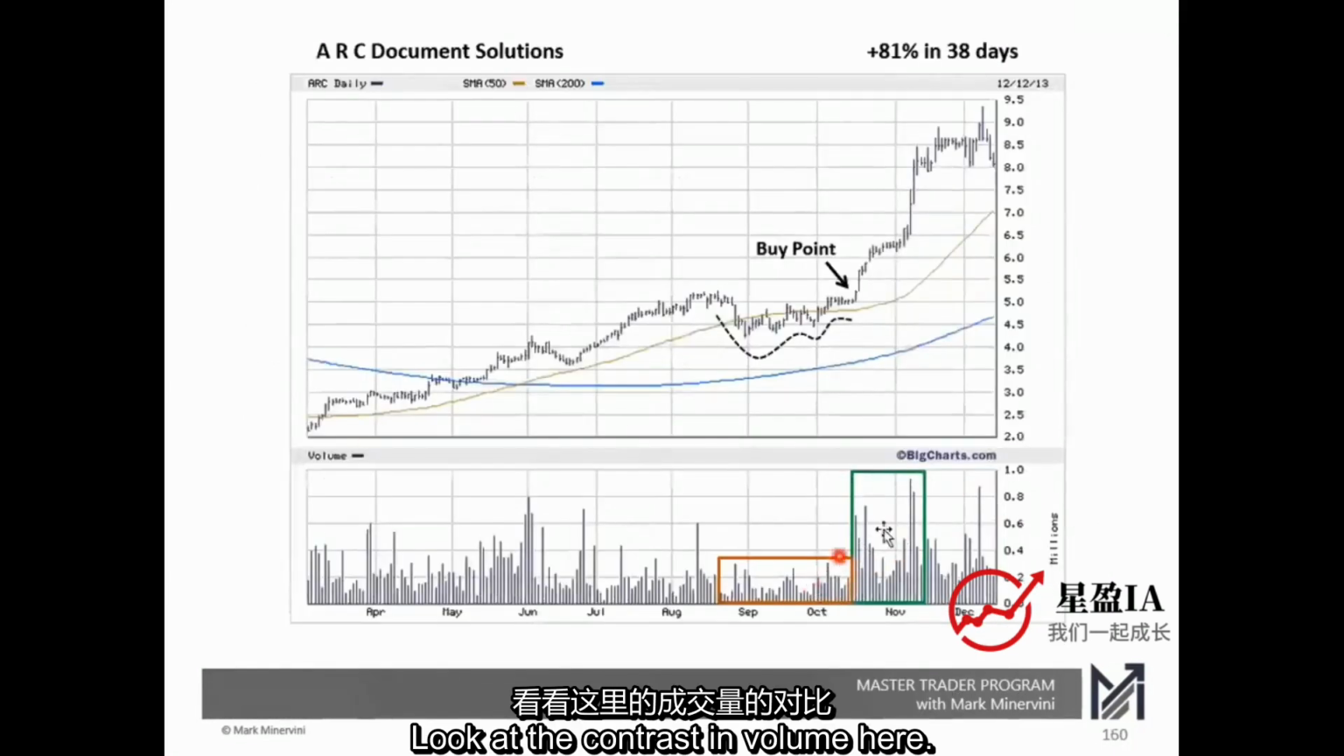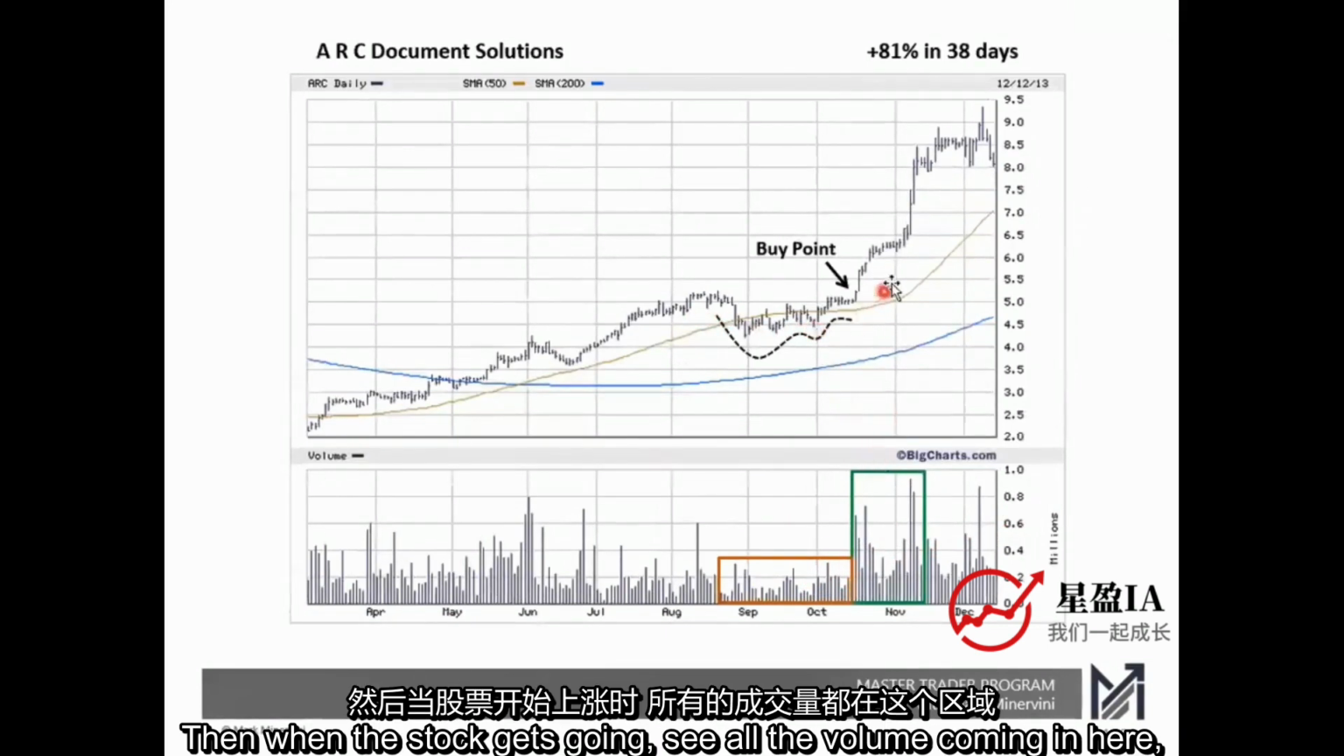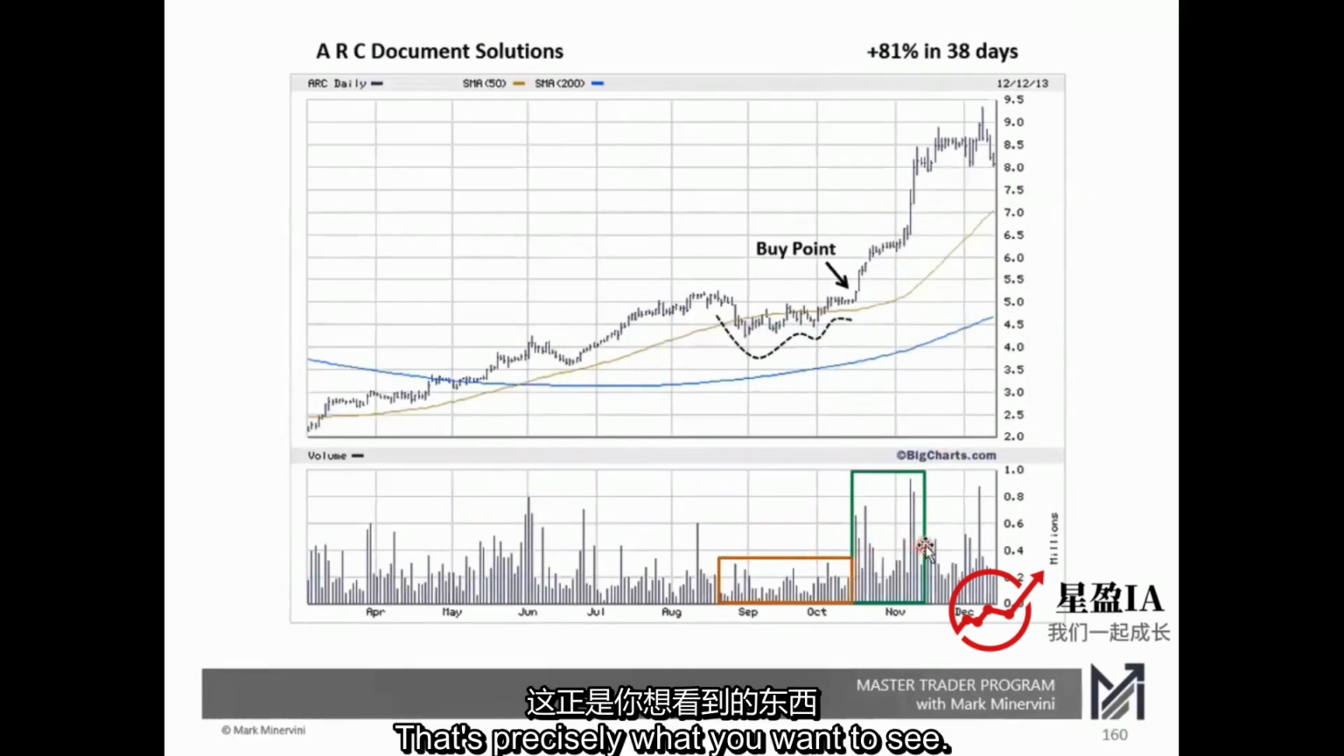Look at the contrast in volume here. You see the volume in the base, right? And then when the stock gets going, see all the volume coming in here? That's the institutions coming back into the name. And that's precisely what you want to see. That's where all the excitement happens.